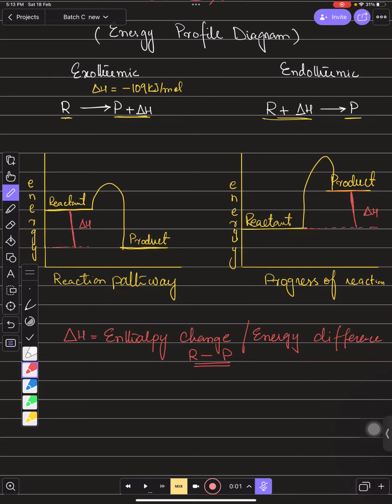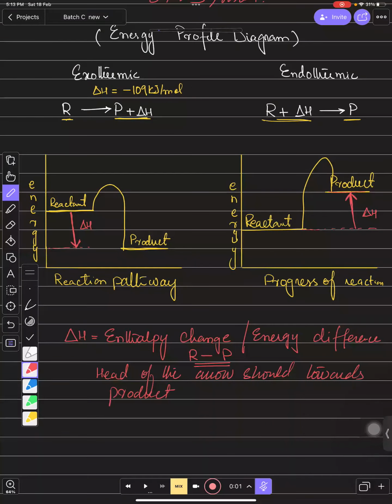One thing that you need to remember over here is that the head of the arrow should be towards the product. Just remember this thing here and don't memorize anything else. So if the product is up, the head of the arrow should be upward; if the product is down, the head of the arrow should be downward. That's it. Got it? Any problem to any one of you?